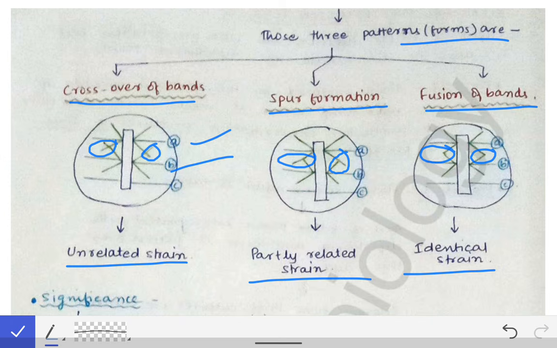Okay, so by these findings we can know about the relatedness between the toxigenic strain and the test strain. Now coming to the definition of this test, the Elek gel precipitation test. The definition was that it is a double diffusion in vitro precipitation test.